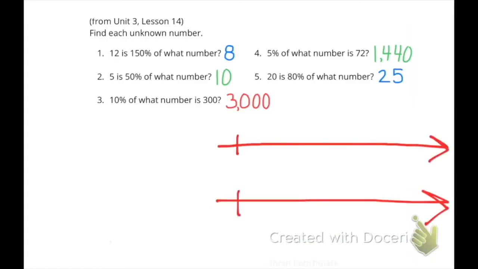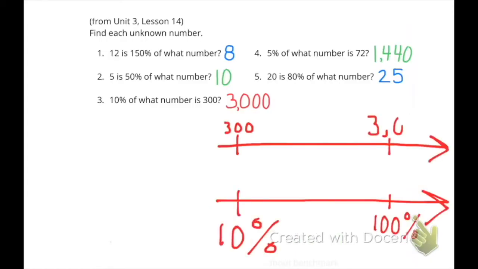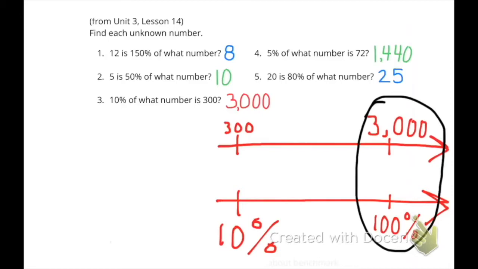Number 3, 10% of what number is 300? Well, 10% is worth 300. 10% times 10 is 100%. 300 times 10 is 3,000. 10% of 3,000 is 300.